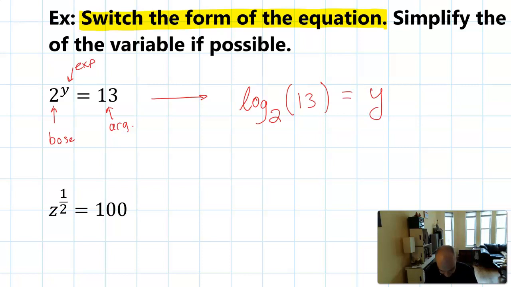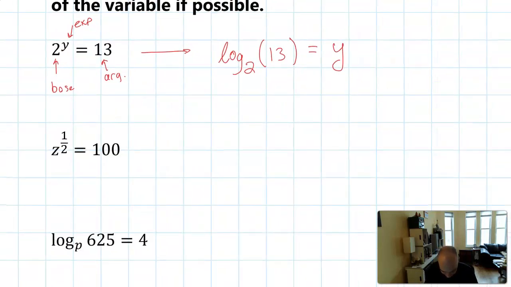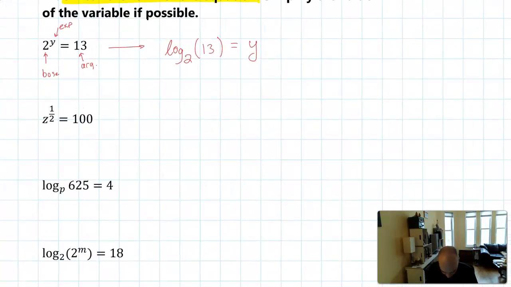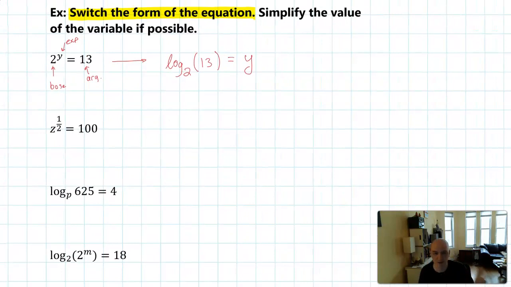All right, next example. Z to the 1/2 equals 100. Actually, I'll make you the same offer as before. If you're feeling accomplished, pause the video now and try these 4, and then just skip to the end.